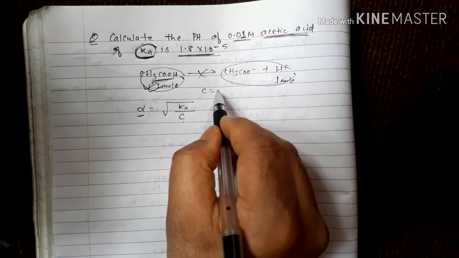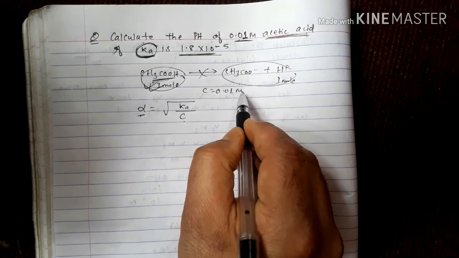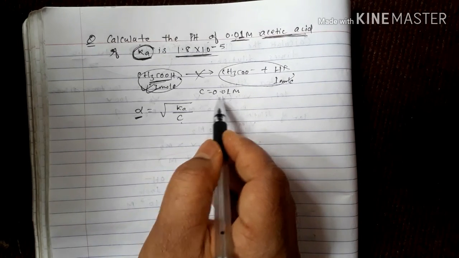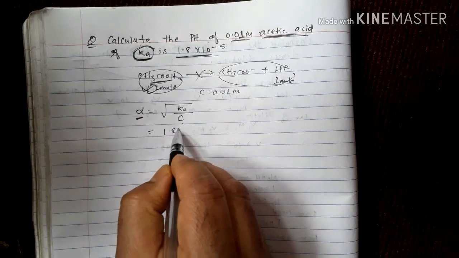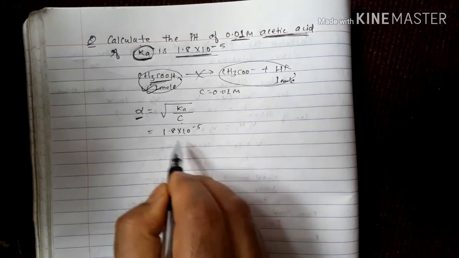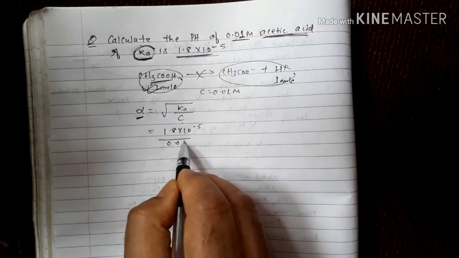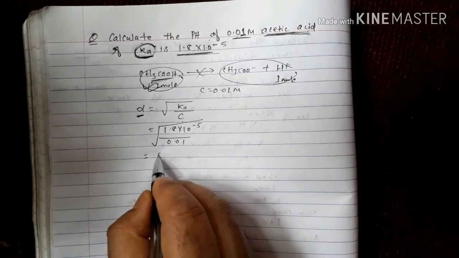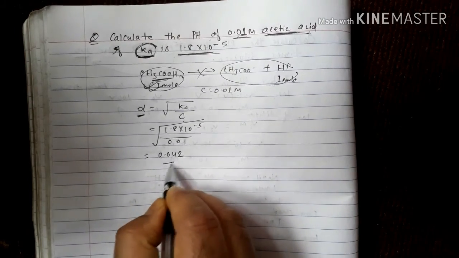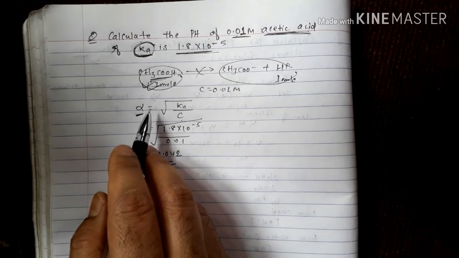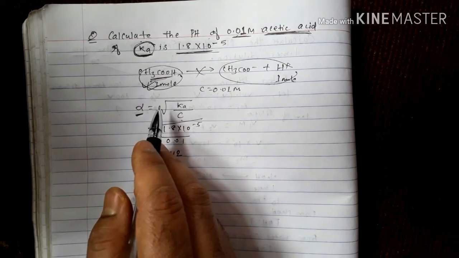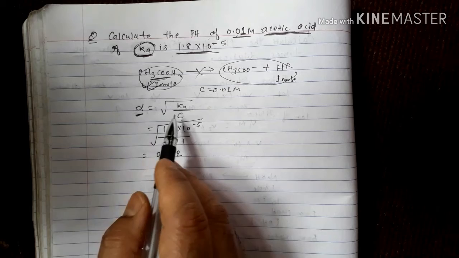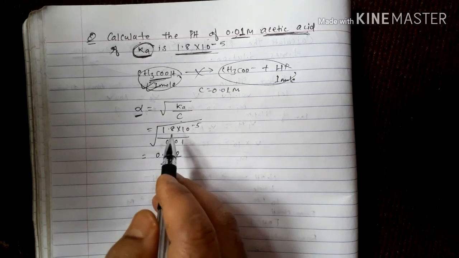The concentration of acetic acid is given as 0.01 molar. This is the degree of ionization, how much it gets ionized from this concentration. The dissociation constant is given as 1.8 into 10 to the minus 5 and the concentration is given as 0.01. If you calculate, you will get the value 0.042. This is the degree of ionization. Sometimes the degree of ionization is directly given, 1%, 2%, 1.42%, and sometimes the dissociation constant is given.